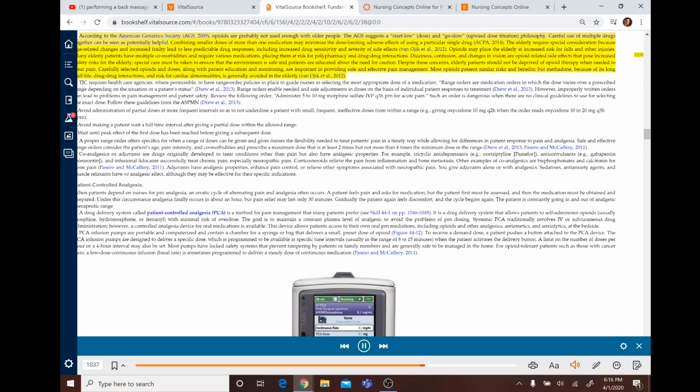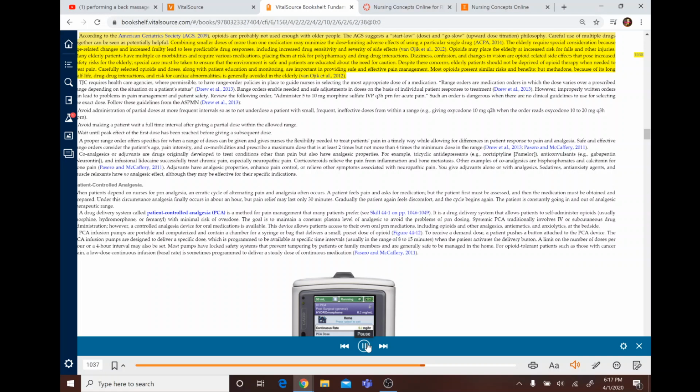ACPA, 2014. The elderly require special consideration because age-related changes and increased frailty lead to less predictable drug responses, including increased drug sensitivity and severity of side effects, Van Ogic et al., 2012. Opioids may place the elderly at increased risk for falls and other injuries. Many elderly patients have multiple comorbidities and require various medications, placing them at risk for polypharmacy and drug-drug interactions. Dizziness, confusion, and changes in vision are opioid-related side effects that pose increased safety risks for the elderly.